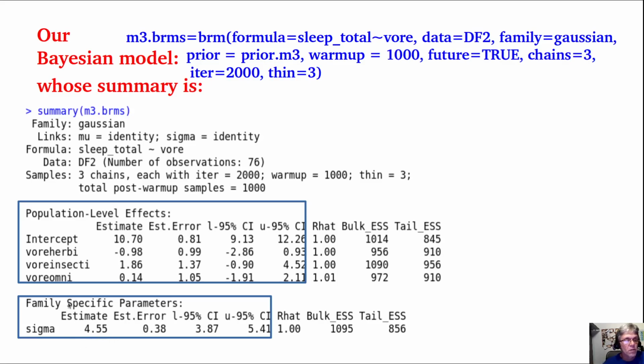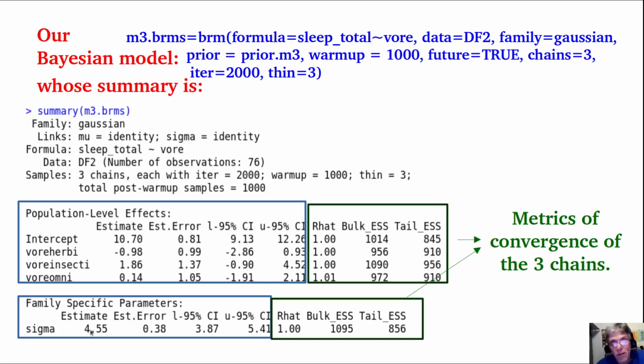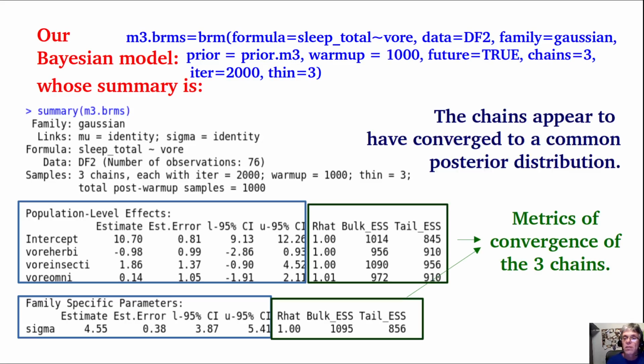And here we also have sigma, the standard deviation of the response variable. We also have metrics of convergence of the three chains. At least the R hat values suggest that the three chains have converged, and that we have plenty of statistically independent estimates in each of the retained chains.